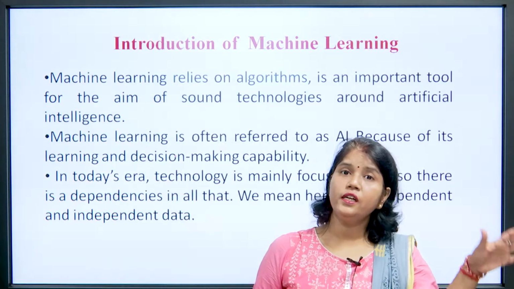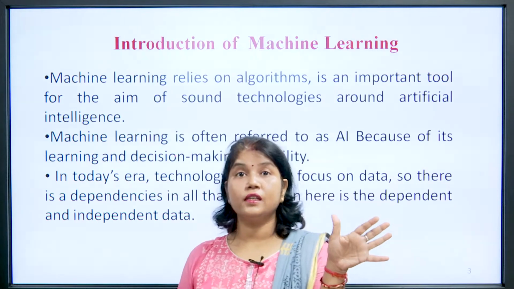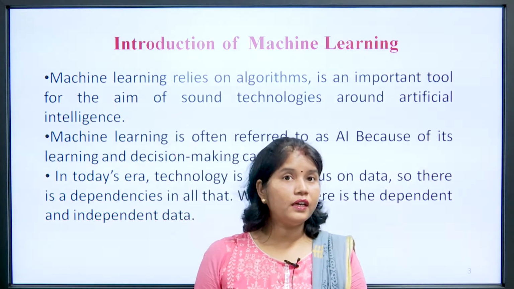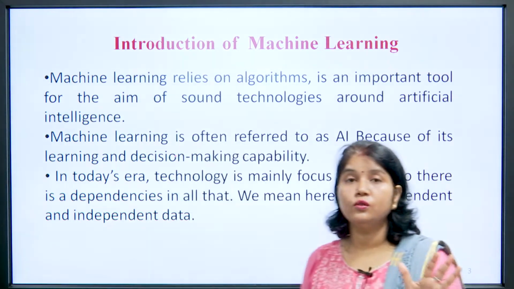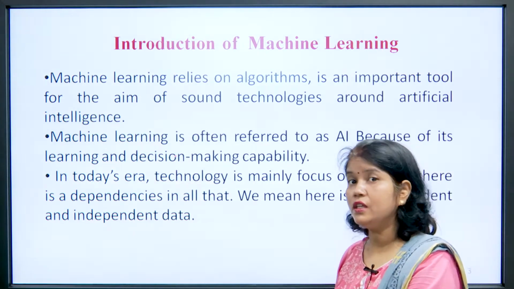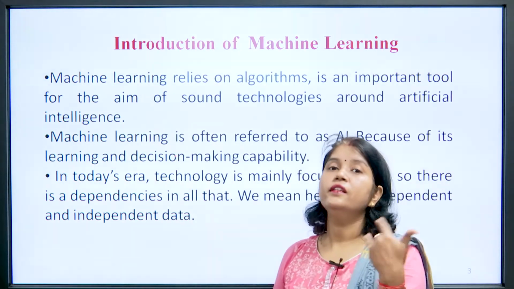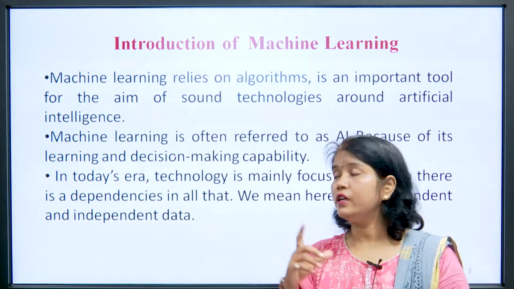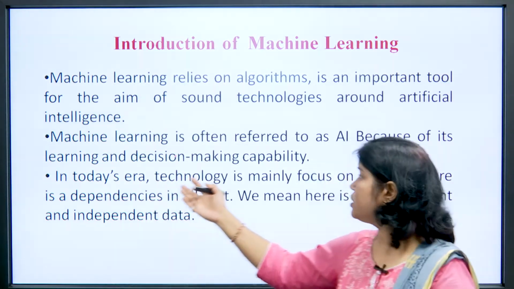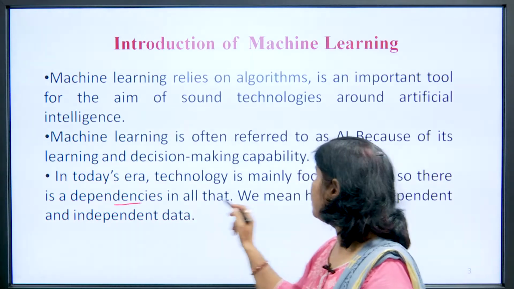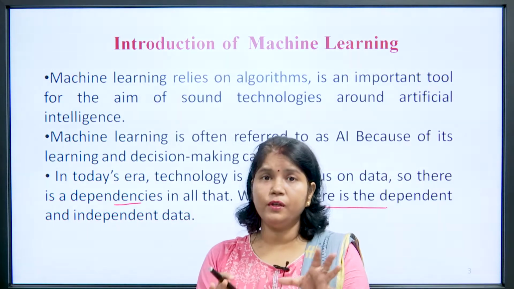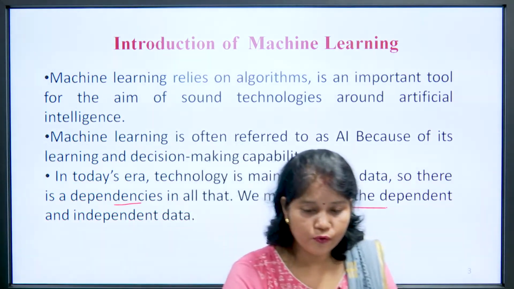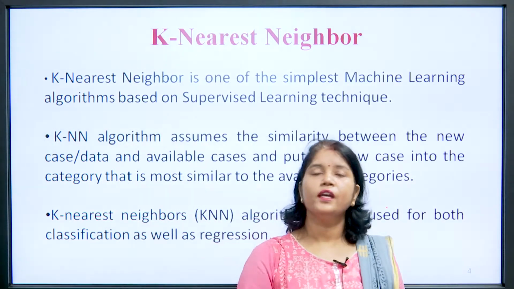So, what is machine learning? It is already discussed, basically it relies on algorithms, it is often referred to as AI, and you know it is a subset of artificial intelligence. Today's technology mainly focuses on data. Obviously, if data sets are given, then you are able to analyze things, right. So, how will k nearest neighbor work, just see. Here we mean dependent and independent variables; obviously something will be dependent on some independent variable for taking the decision. So, I am focusing on the basics of k nearest neighbor.